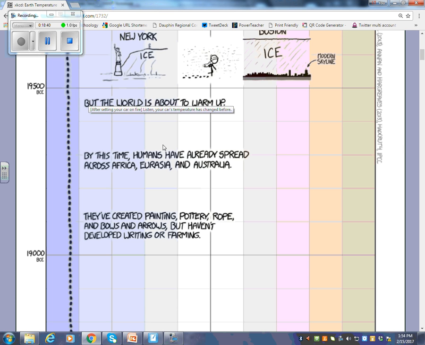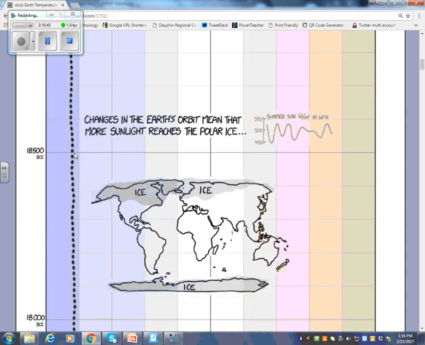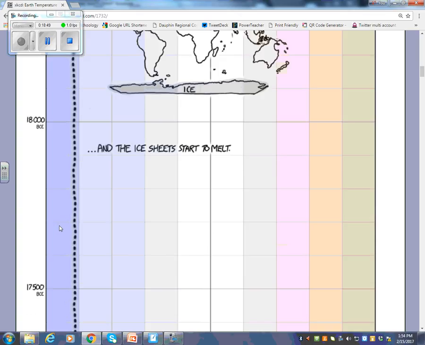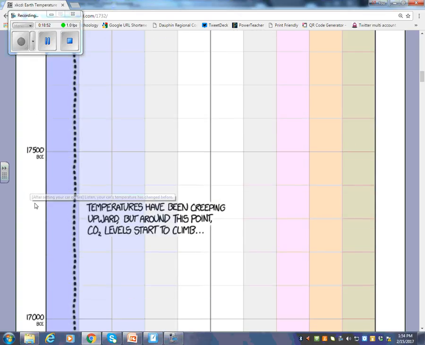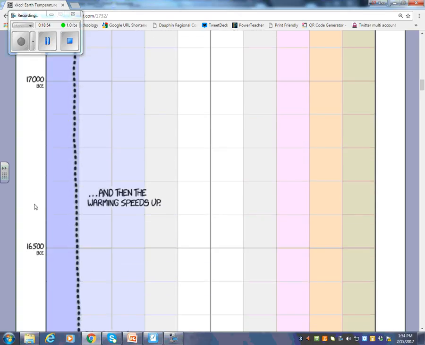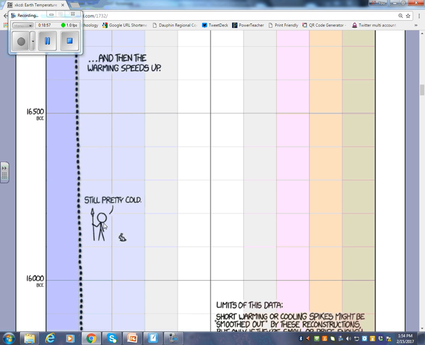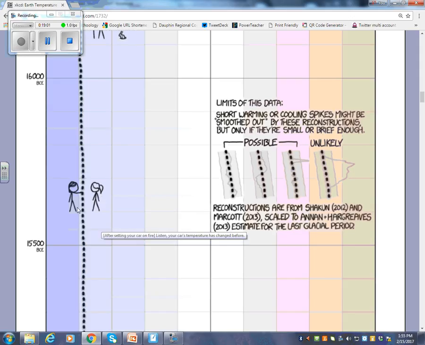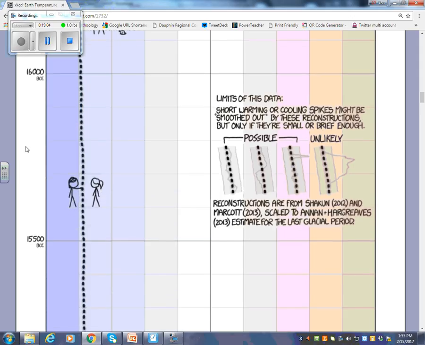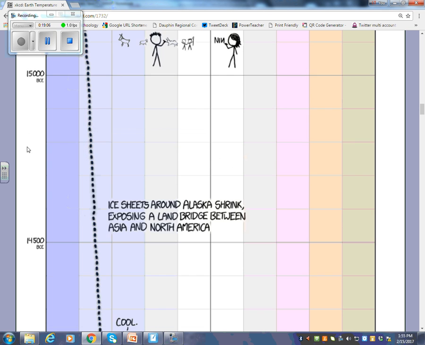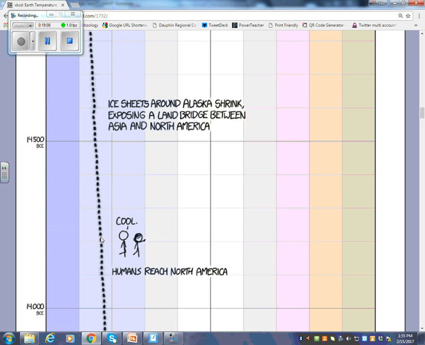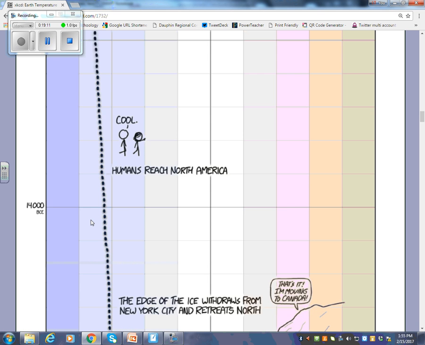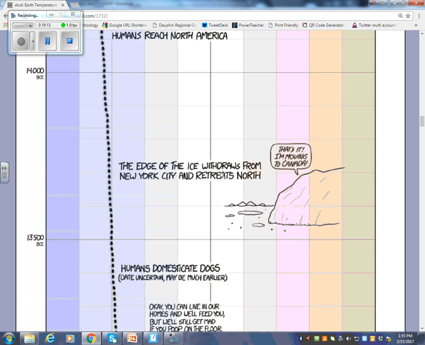By this time, humans have already spread across Africa, Eurasia, and Australia. Let's keep going. You see how much it's going up? The answer is not much. Now we're at 17,000 BCE, starting to warm up. It's still pretty cold. Look, he's got no toque on. Now they have hair apparently. 16,000 BCE, it's warming up. Humans reach North America, 14,000 BCE. The edge of the ice retreats from New York City and retreats north.